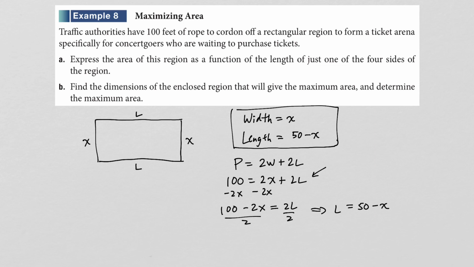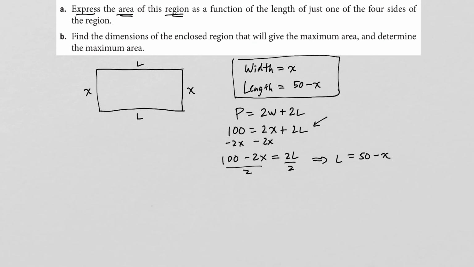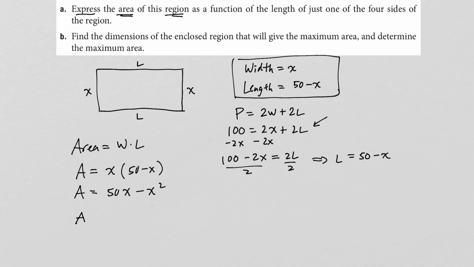Now what they want us to do is express the area of this region as a function of this variable x. Well, we know the area of a rectangle is the width times the length. So that means the area of our rectangle is the width x multiplied by the length, which is 50 minus x. And this is equal to 50x minus x squared. And we can rewrite that as area equals negative x squared plus 50x. So here is the area as a function of one of the lengths of the side.